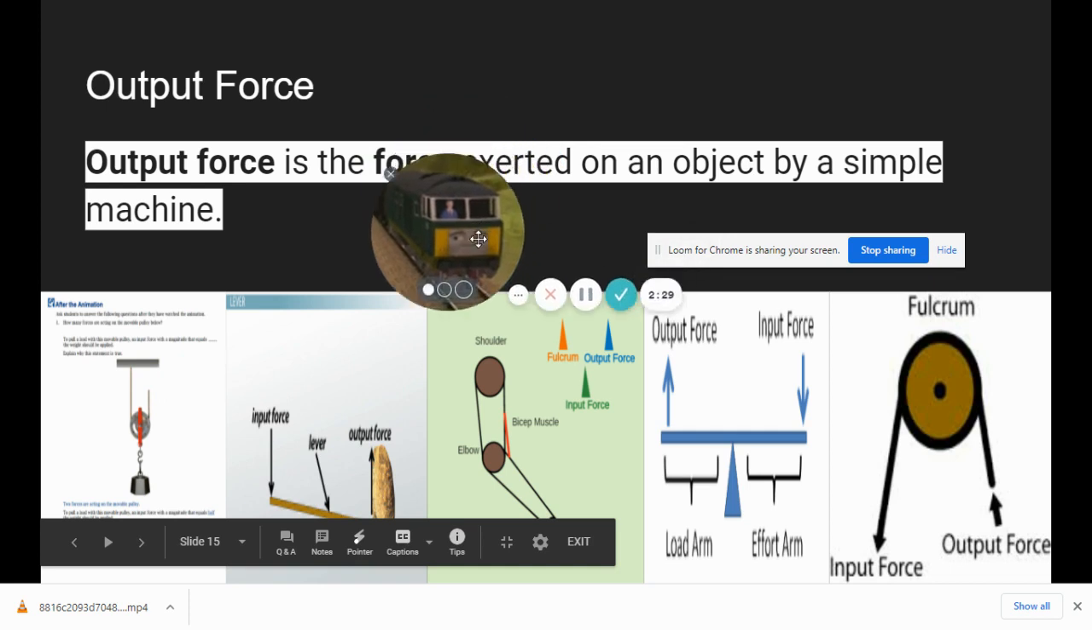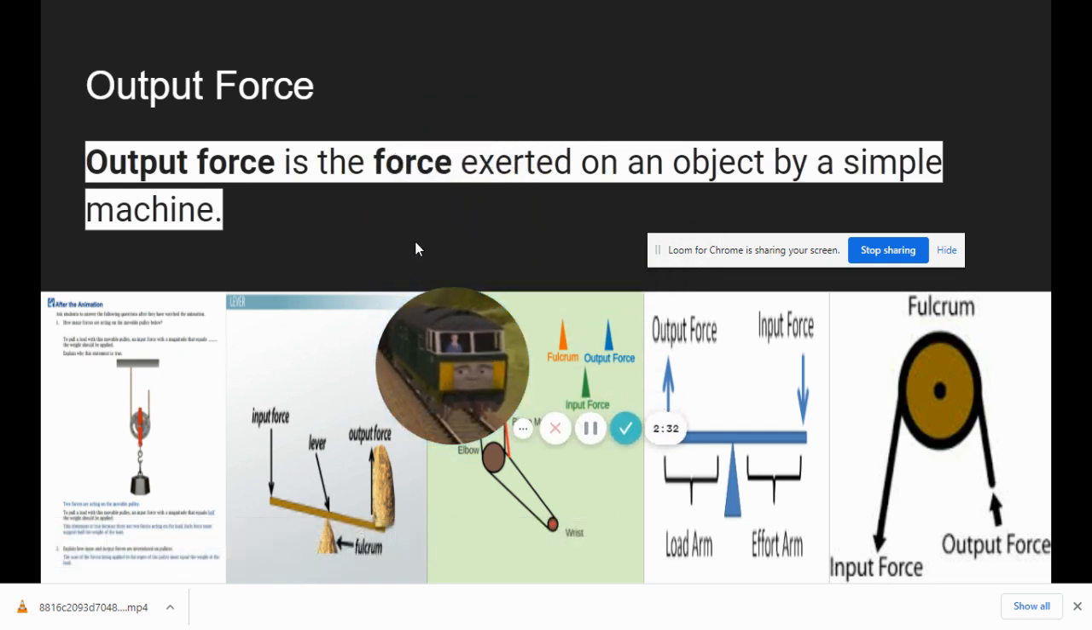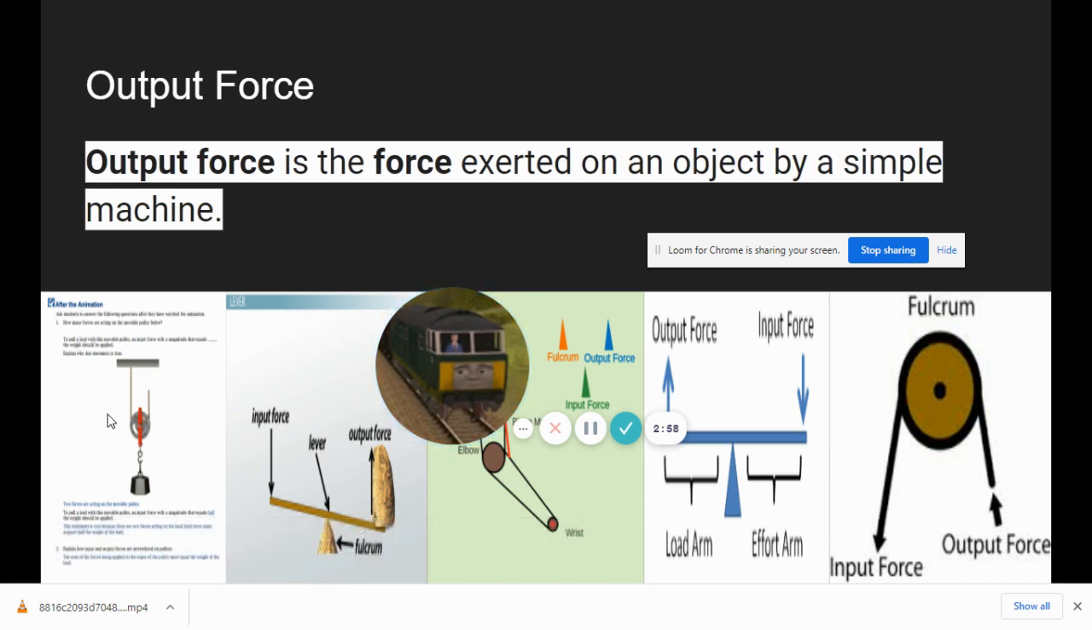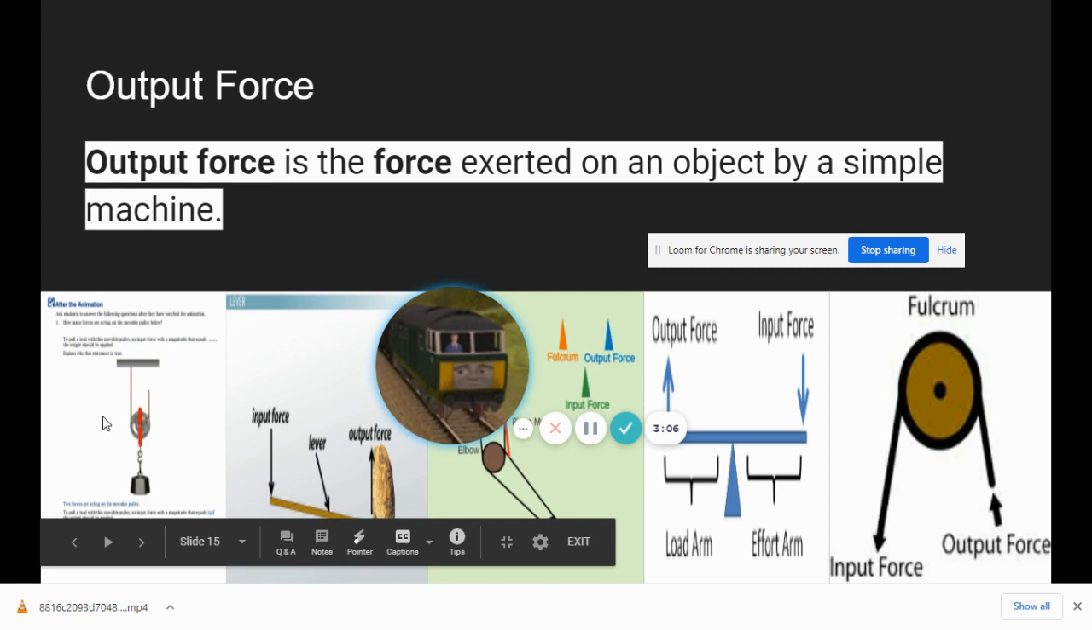All right, let me put this right there. So, output force, repeat: output force is a force exerted on an object by a simple machine. You can see that the machine is something. What do you think this is? After the animation, how many forces are acting on the movable pulley below? What do you think it is? Just tell me your best answers in the comments.